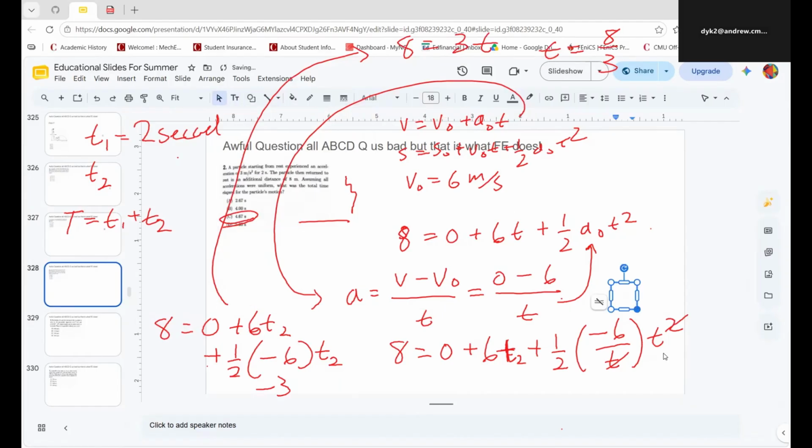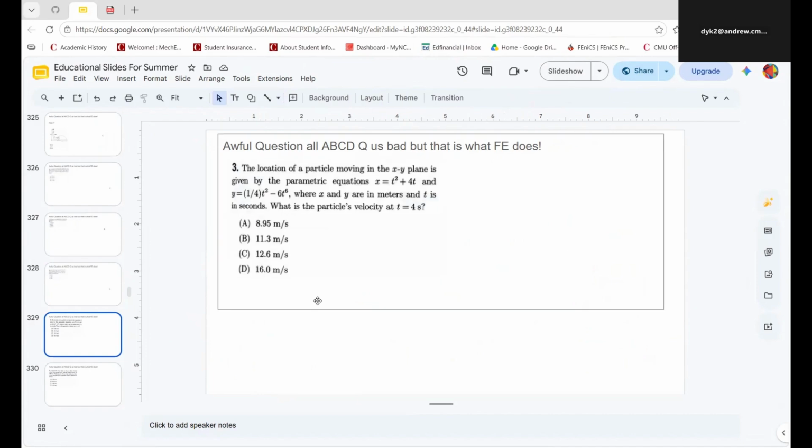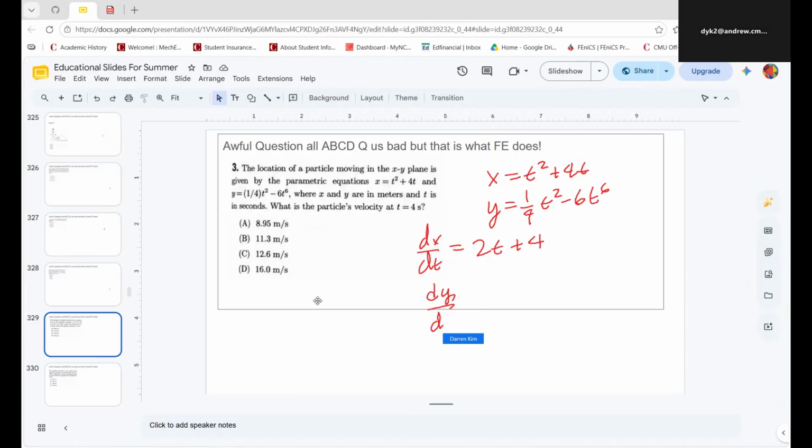Yeah, that took a while. Next one. The location of the particle moving in the xy plane is given by parametric equations, x equal t squared plus 4t, and y equal negative 4t squared minus 6t. Where x and y are in meters and t is in seconds, what is the particle velocity at... This is just taking derivatives: dx/dt equal 2t plus 4, and dy/dt equal negative 8t minus 6.